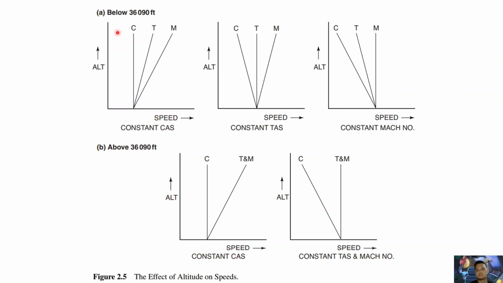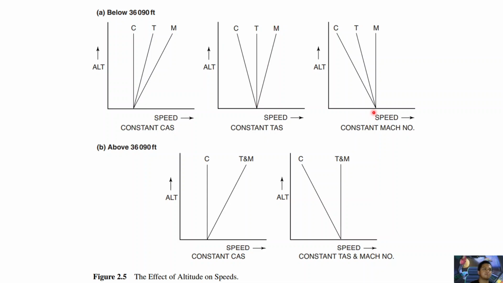To further simplify this graph, I have this, no? Una is below 36,090 feet. Anong ibig sabihin yan? At troposphere or gradient layer. So, below troposphere, meron kang calibrated true airspeed and Mach number. Ito, increasing speed. This one, increasing altitude. At constant calibrated airspeed, no, increasing height, increasing ang true airspeed mo and Mach number. Pag constant naman ang true airspeed, with increasing height, the calibrated airspeed is decreasing, Mach number is increasing.